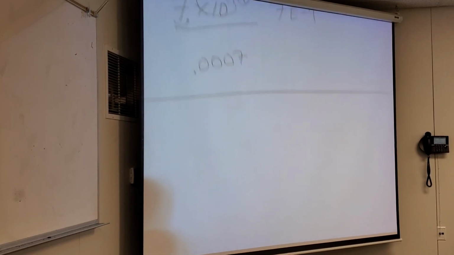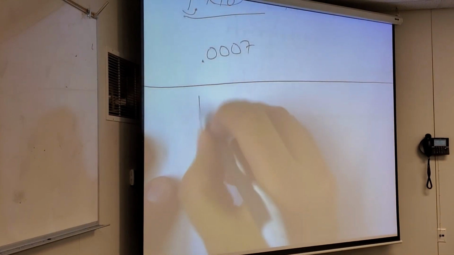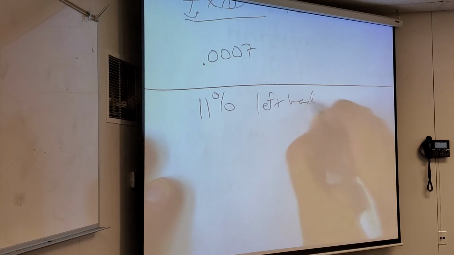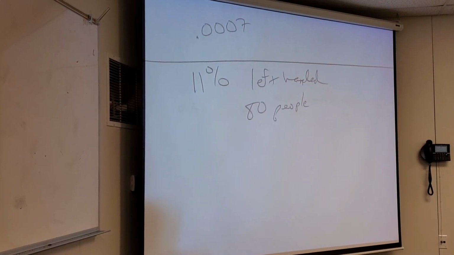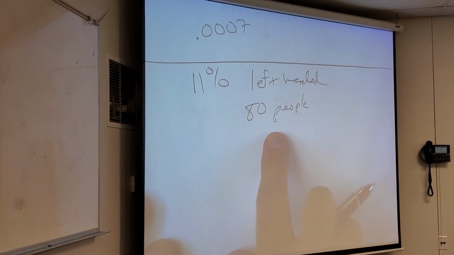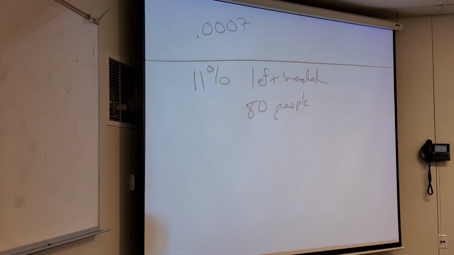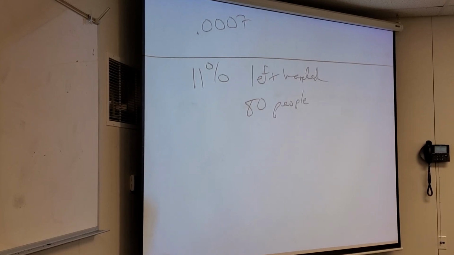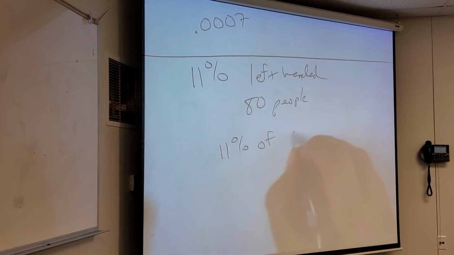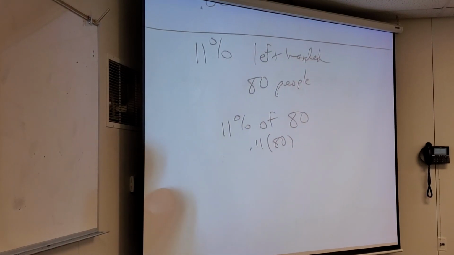Here's the other thing. For that problem I just did, 11% left-handed, and there's 80 people. How many left-handed people would you expect to see? If I had a group of 80 people, how many left-handers would you expect to find? Don't guess at it. 11% of 80, right? So that would be 0.11 times 80. 8.8, which you would round to 9.